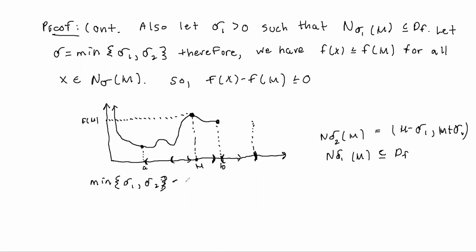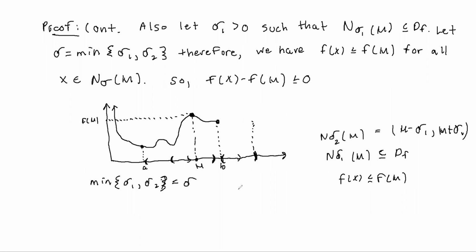So if you take the min of the two deltas, and I call that delta, and I use that as my neighborhood, I get a condition where all the elements in that delta neighborhood satisfy the inequality f of x less than or equal to f of mu, and all the elements in that delta neighborhood reside in the domain of f. So hopefully that makes sense. So now that I can assume that f of x minus f of mu is less than or equal to 0, what I want to do is consider the limit, right?